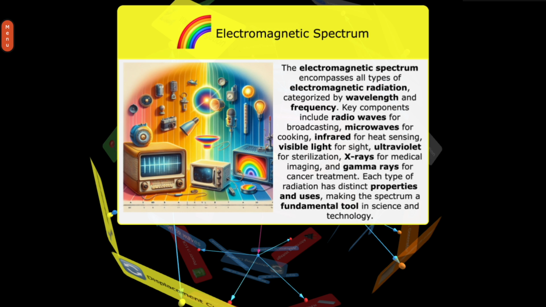The electromagnetic spectrum encompasses all types of electromagnetic radiation, categorized by wavelength and frequency. Key components include radio waves for broadcasting, microwaves for cooking, infrared for heat sensing, visible light for sight, ultraviolet for sterilization, X-rays for medical imaging, and gamma rays for cancer treatment. Each type of radiation has distinct properties and uses, making the spectrum a fundamental tool in science and technology.